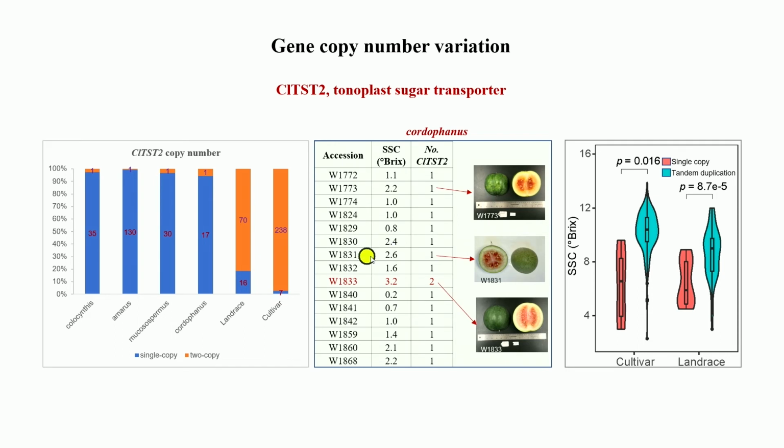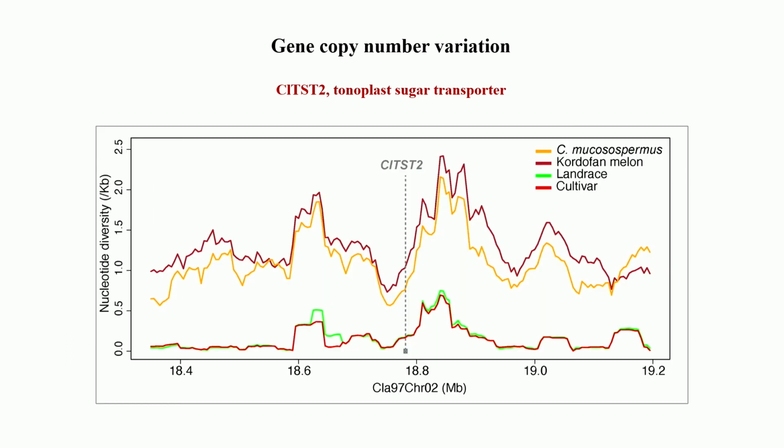And we also found that in cultivar and landrace, accessions with 2 copies have much higher sugar content than accessions with only 1 copy. And also this gene is under selection based on the nucleotide diversity.